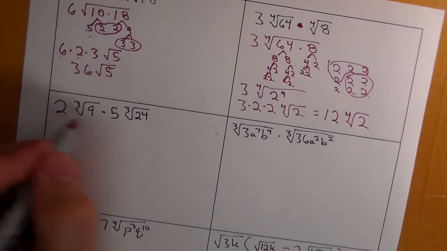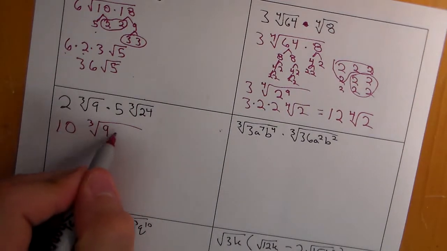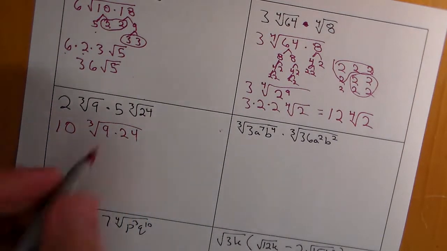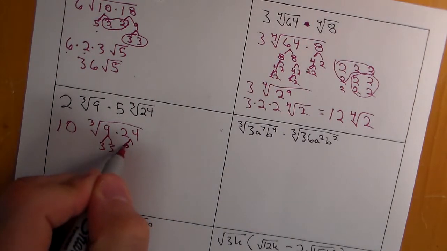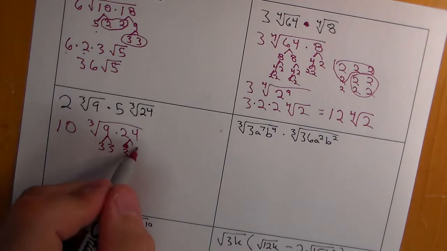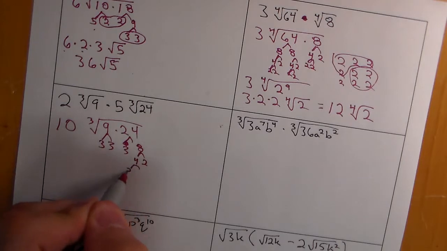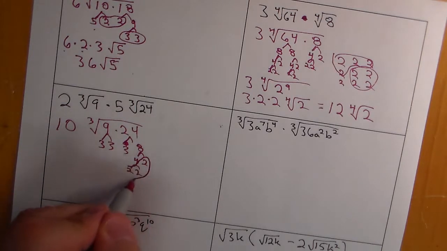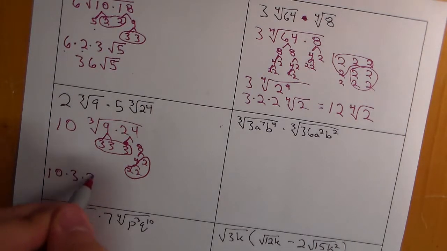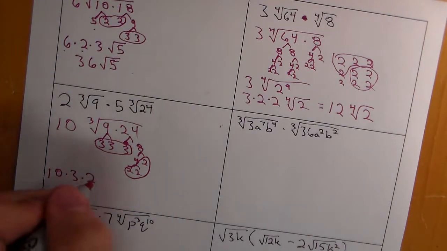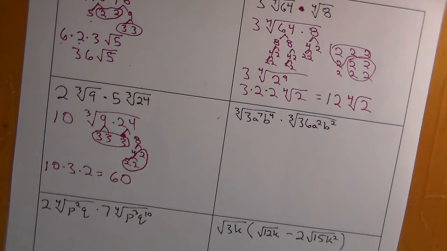For our next one, 2 and 5 are going to come together to be 10. I then have the cube root of 9 times 24. Now 9, if I'm looking for cube root, gives me 2 3's. I'm going to get another 3 from the 24, which also then gives me an 8, which if we know our cube roots is going to give me a 2. So I have a set of 2's and a set of 3's. So it becomes 10 times 3 times 2, and our answer is 60. We've got rid of the radical entirely and we simplified our answer.